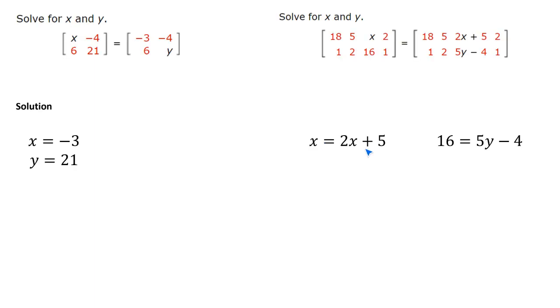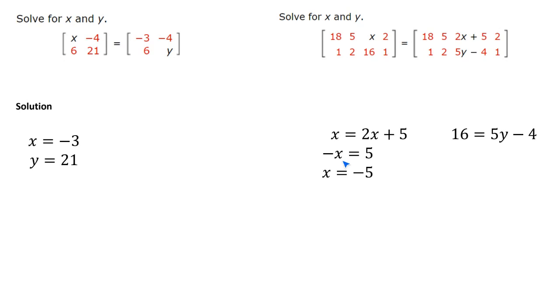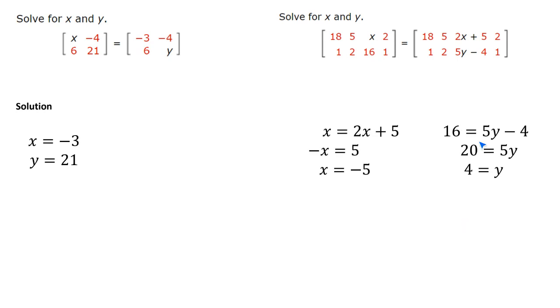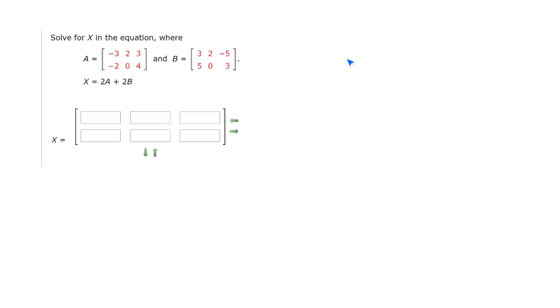X is equal to 2X plus 5, and 16 is equal to 5Y minus 4. So we can solve for X, subtract the 2X on both sides. So we end up with negative X equals 5, and then X is equal to -5. And then 16 equals 5Y minus 4, add the 4 on both sides. So we end up with 20 equals 5Y, divide by 5, Y is equal to 4. Okay, so that is how we would solve for the X and the Y.